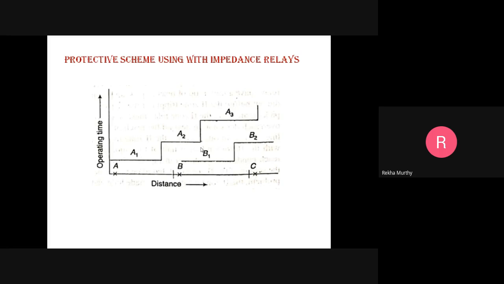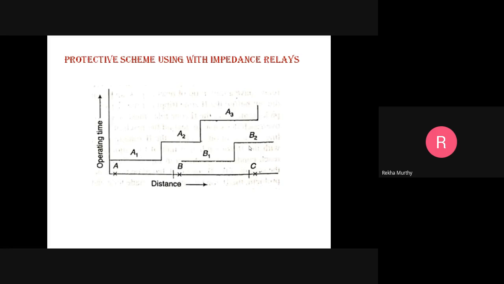Now this diagram indicates the stepped time distance characteristics. Here A1, A2 and A3 are the operating times for the zone 1, zone 2 and zone 3 relays. Similarly, B1, B2, B3 are the operating times for the zone 1, zone 2, zone 3 relays placed at B. Because of cost factors or panel space, it is not possible to make use of all these three measuring units for the three zones of protection.